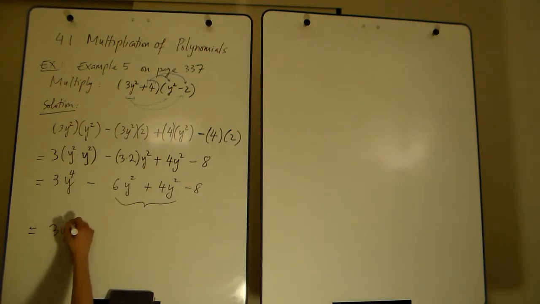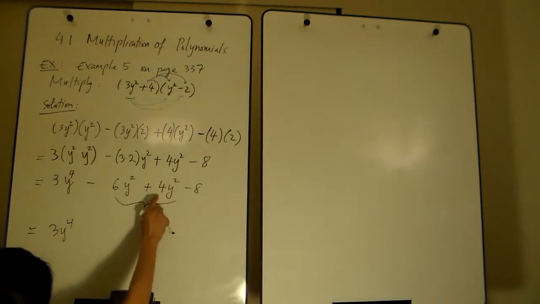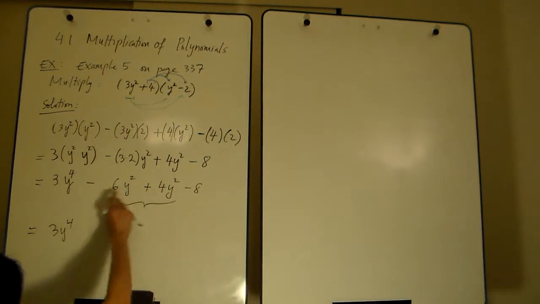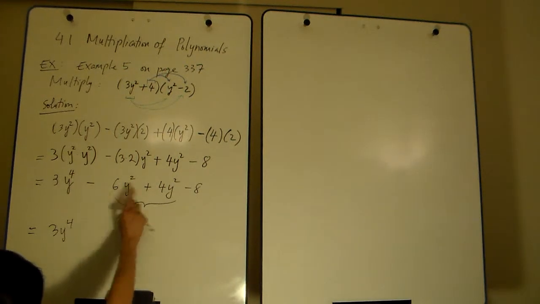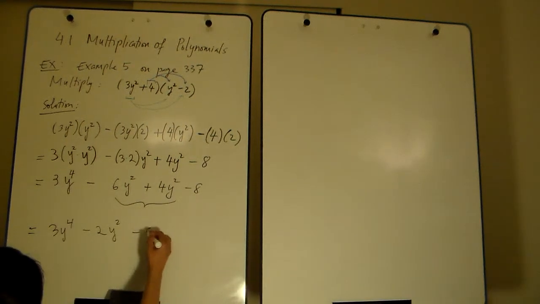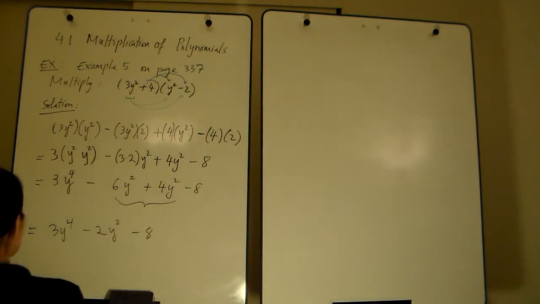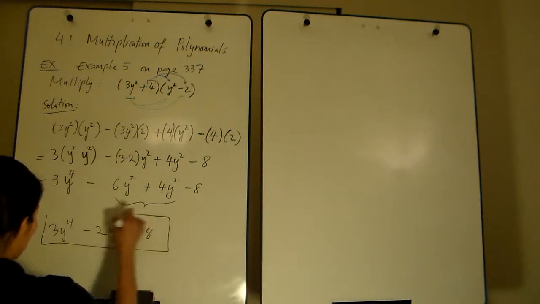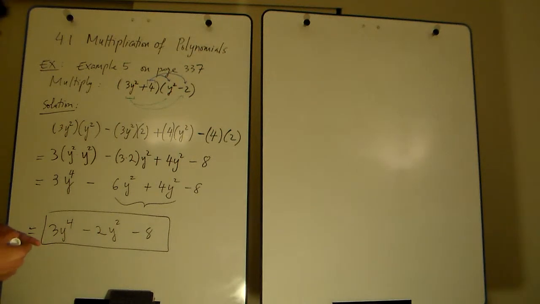So 3y to the fourth power. So negative 6 plus 4, okay? You combine the coefficients. So negative 6 plus 4 is negative 2y squared. Subtract 8 here. And let me verify the answer. 3y to the fourth power, subtract 2y squared, minus 8. And this is the answer for this example 5 on page 337.